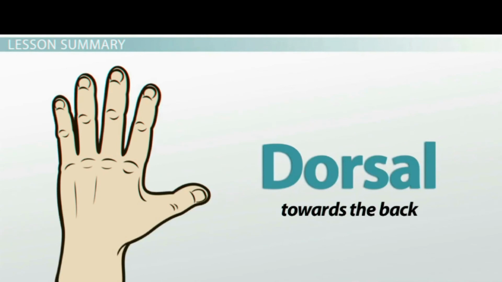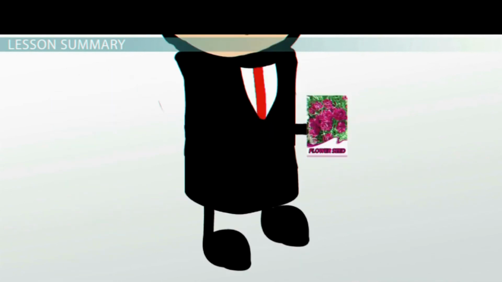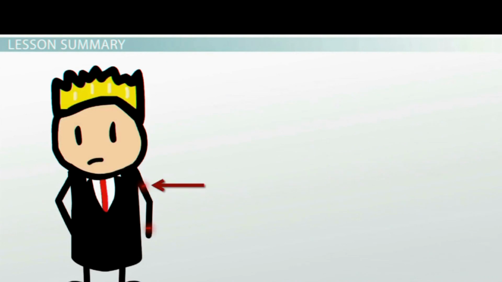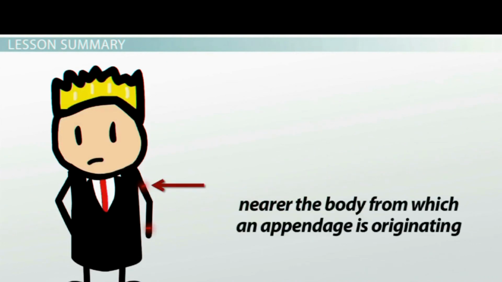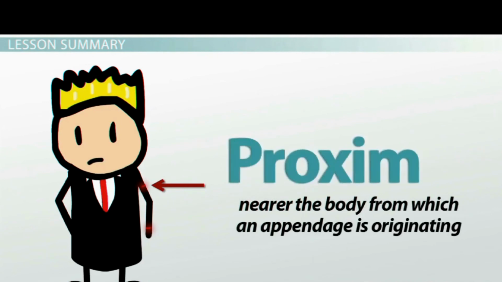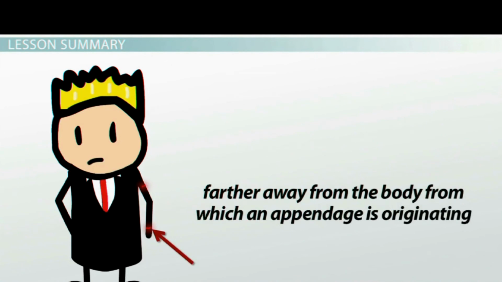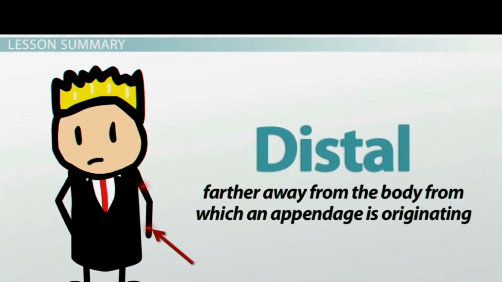Furthermore, recall that you plant your feet as you walk. Hence, the plantar surface refers to the sole of the foot. Finally, with respect to your body's appendages, the point on an appendage that is nearer the body from which an appendage is originating from is known as the proximal point, whereas the point farther away from the body from which an appendage is originating from is known as the distal point.